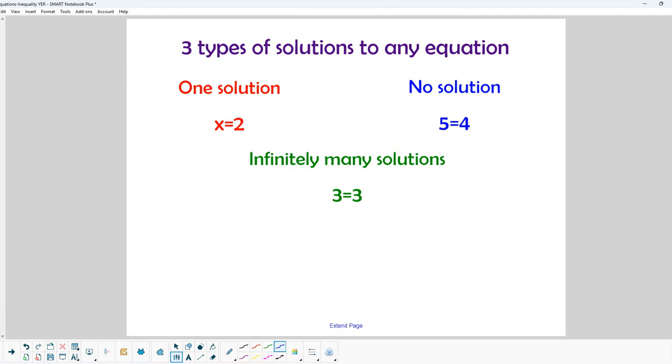Okay, when we did this, we also found out that when we solve them, we could get one of three possibilities. We could get x equals one number, which is one solution. We could see the x's disappear and we get two numbers that don't equal each other, which in that case means that there's no solution. Or if we solve it, the x's could disappear and we get two numbers that do equal each other, or that we recognize both numbers are the same on each side, and so that would be infinitely many solutions. So we have to be aware of those possibilities.